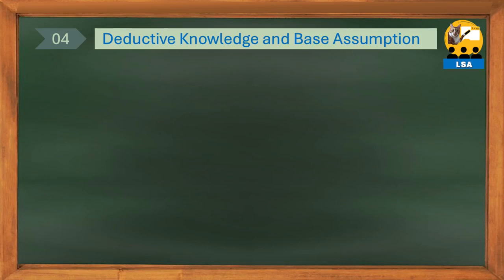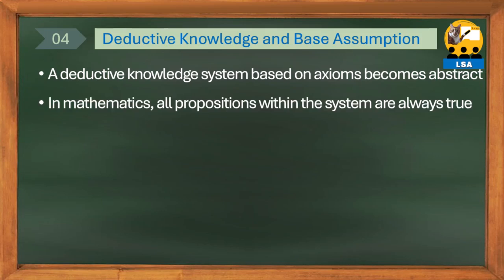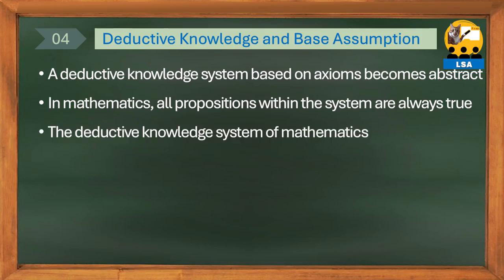If an axiom or base assumption is accepted as true without strict proof, and a system of knowledge is built based on deductive logic upon it, it becomes a 100% abstract discipline based purely on logical laws, unrelated to reality. Mathematics, created this way, is a 100% abstract discipline based on axioms. Mathematics is a 100% abstract discipline based on inferential logic, but you can understand that all propositions within the deductive system are always true.